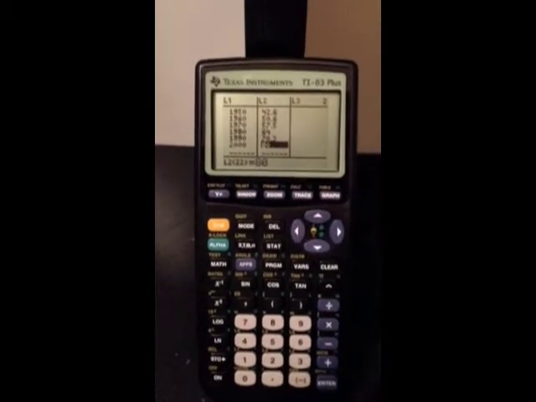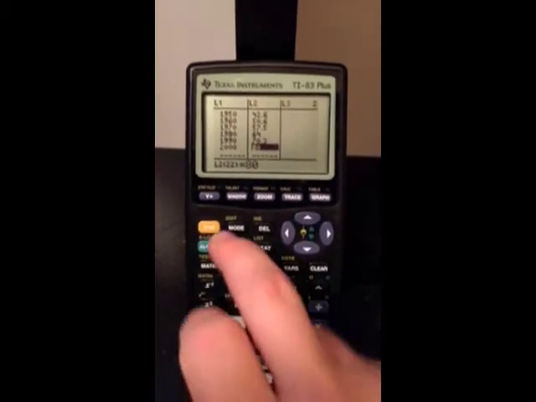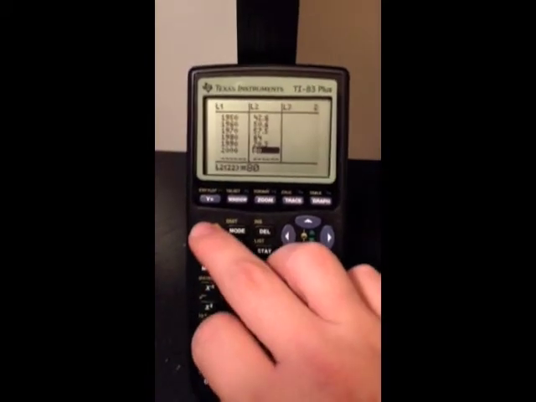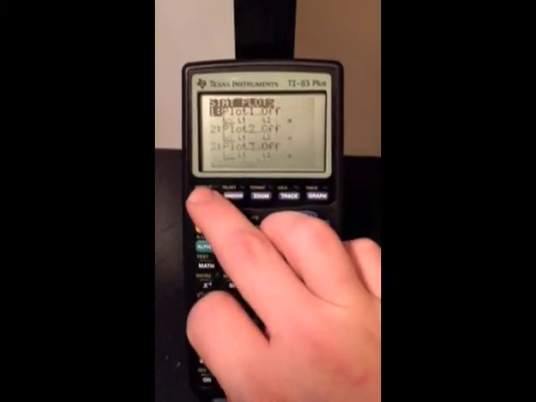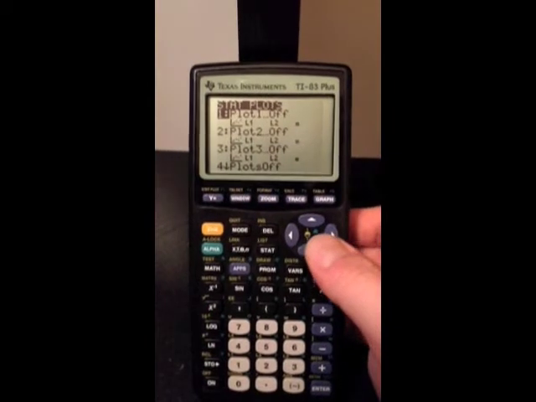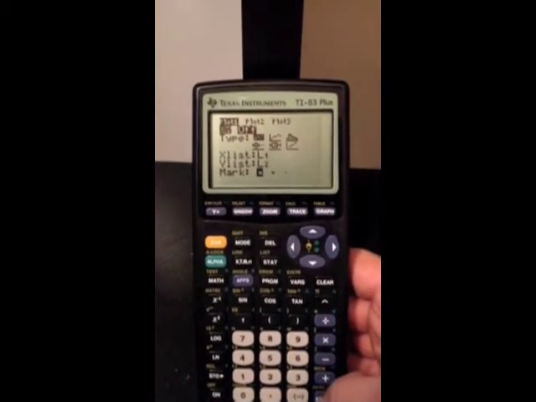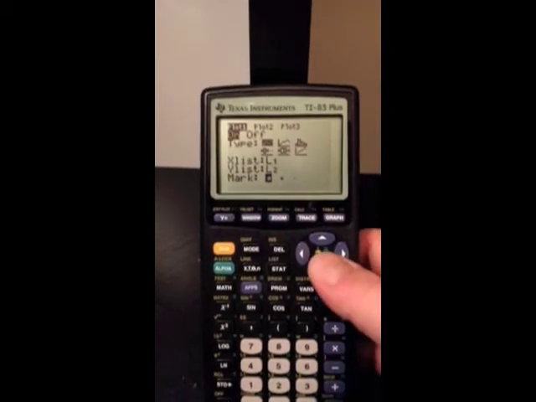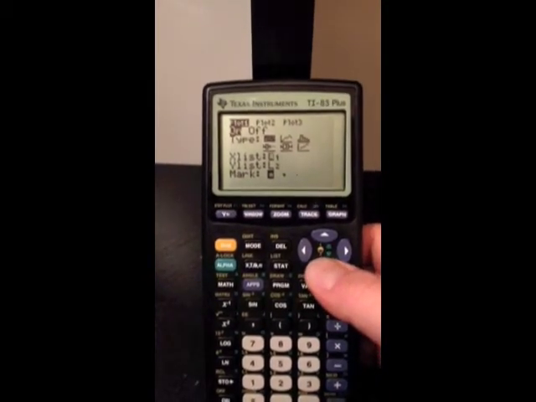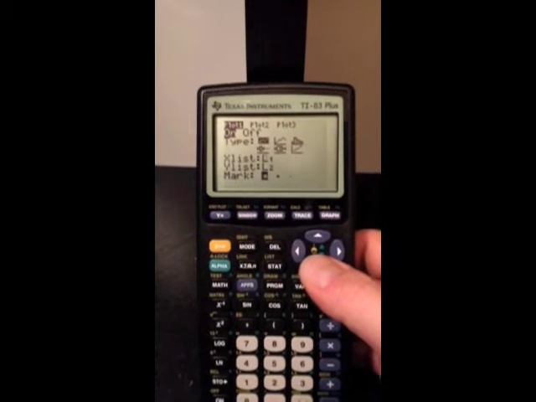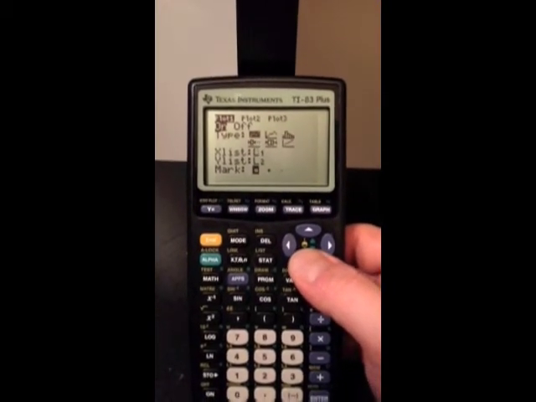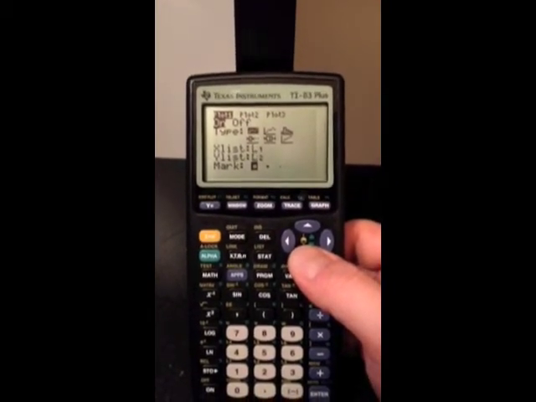Once we have that, we want to make sure that your stat plot is on. So second, then y equals. That shows your stat plots. I have plot 1 off right now. I'm going to turn it on just by flashing over to on and hitting enter. My type is right. My X list I want to be list 1, and my Y list I want to be list 2.